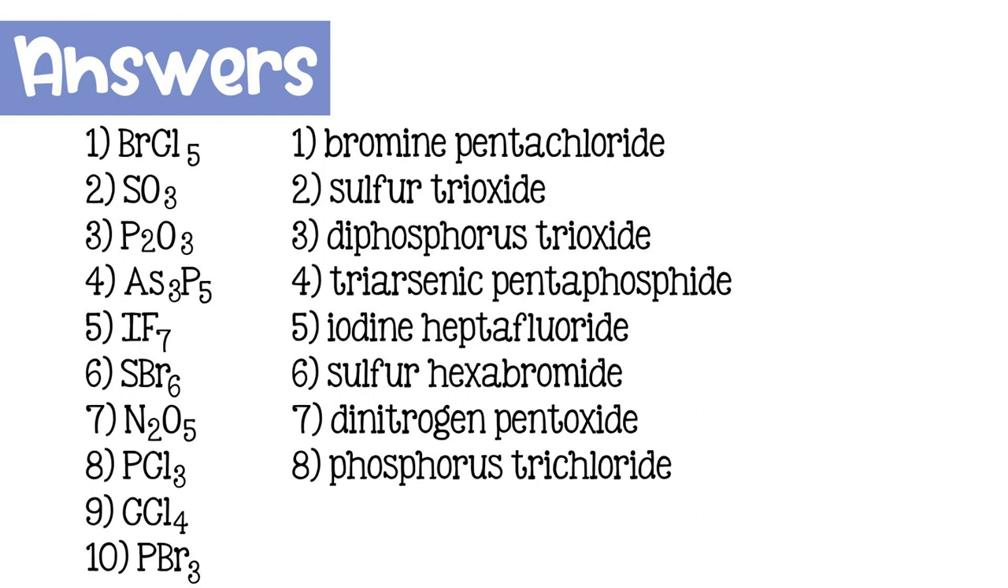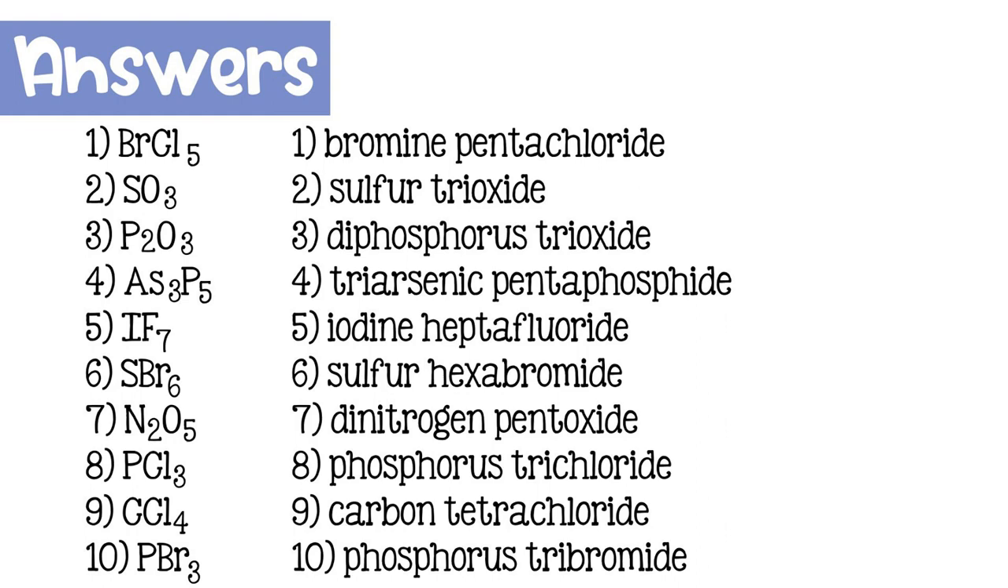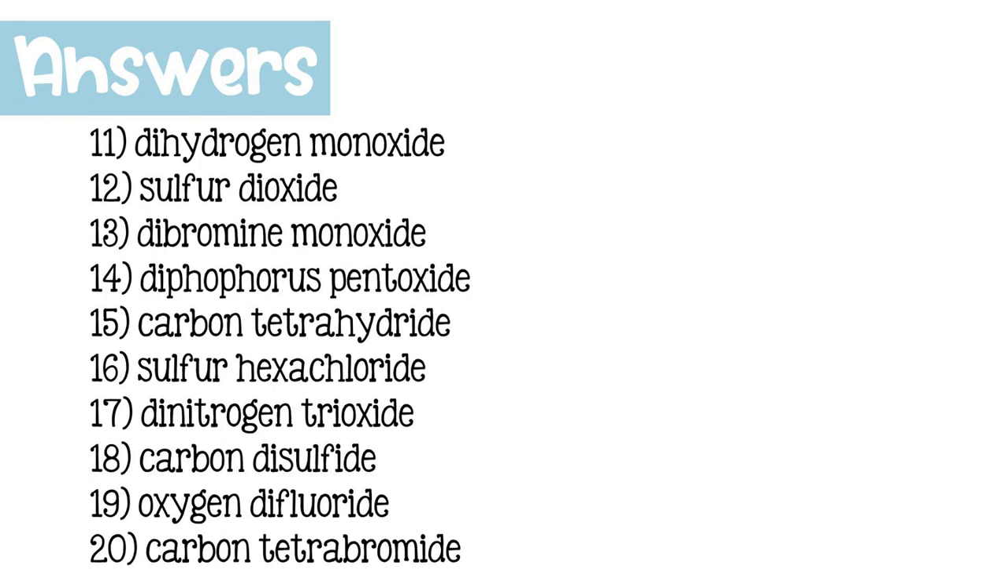Once again, we only have a single of our first element, carbon, so there is no prefix. Then Cl is chlorine, and there's 4 of them, so our ending's going to be tetrachloride. Now let's look at number 10, PBr3. P is phosphorus, no prefix necessary, and there are 3 bromines, so tribromide. Now let's see if we can go backwards.